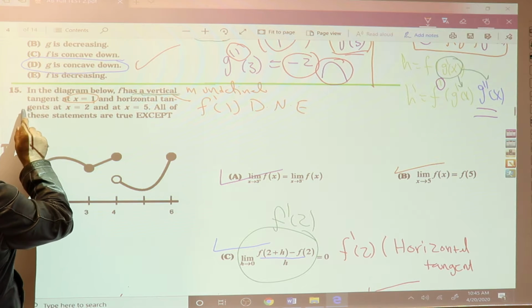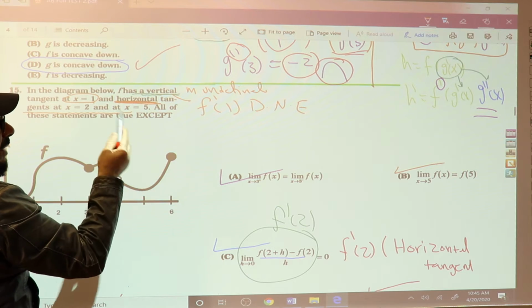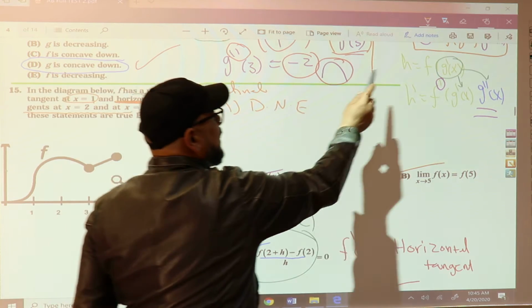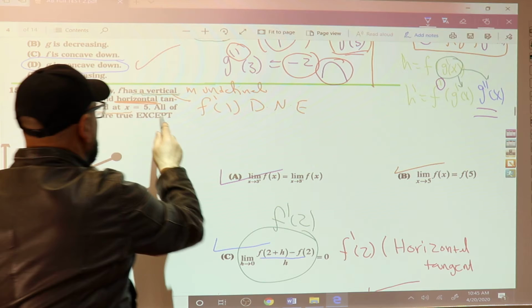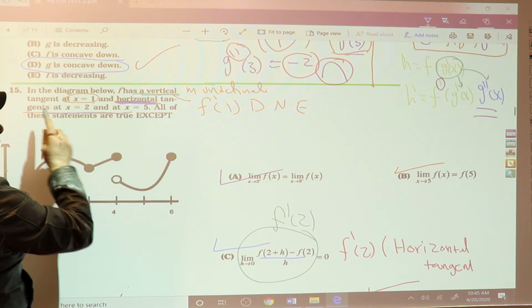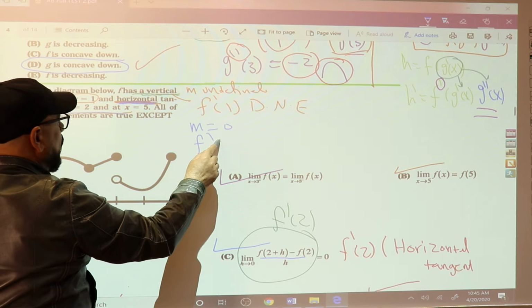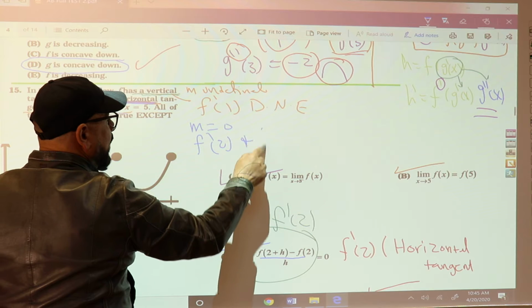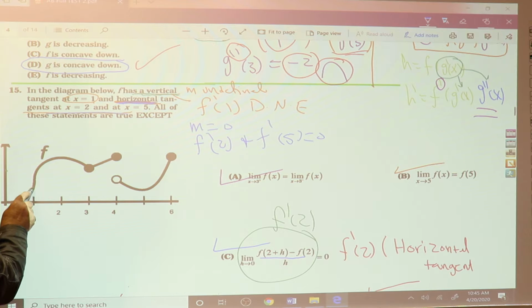Let's understand more. And the tangent is horizontal. What does horizontal mean in calculus? In algebra, horizontal means, let me take a different color, blue is good, horizontal means m equals 0. In calculus it means f prime of 2 and f prime of 5 are 0. Look here. At 1 you see vertical, like this. 2 is horizontal. 5 is horizontal. Okay, that was given.